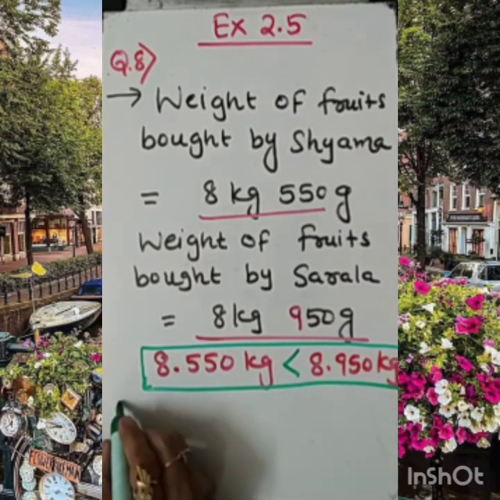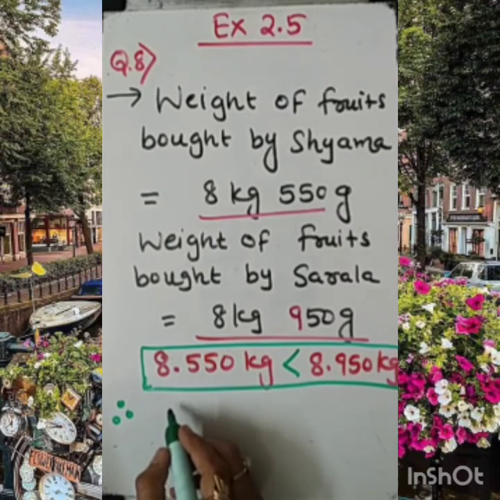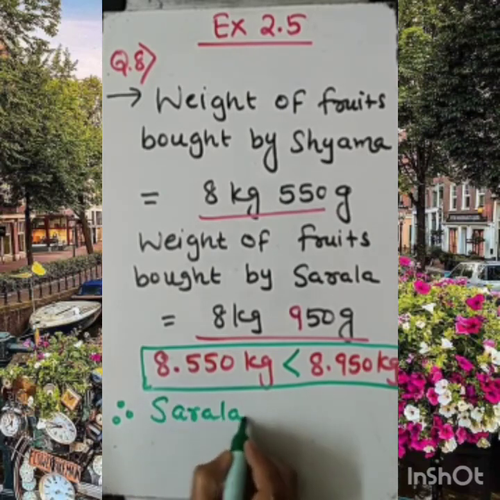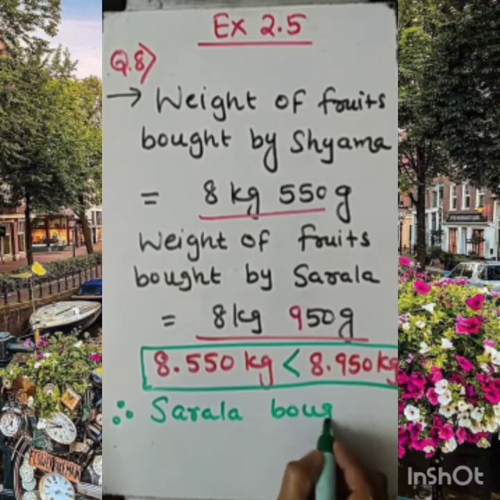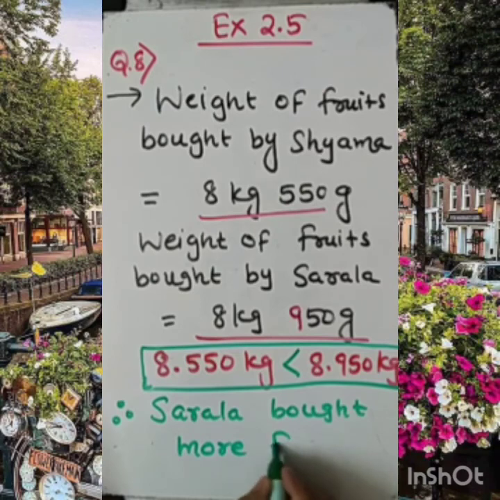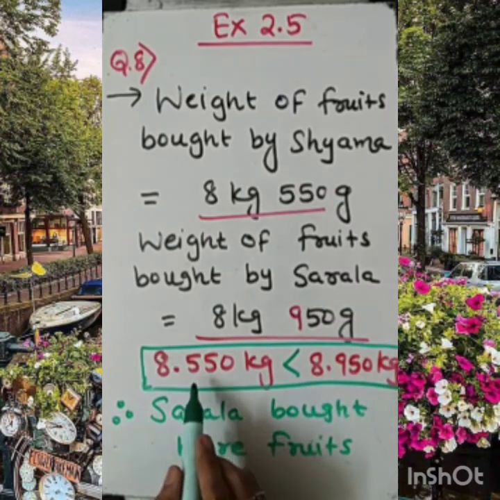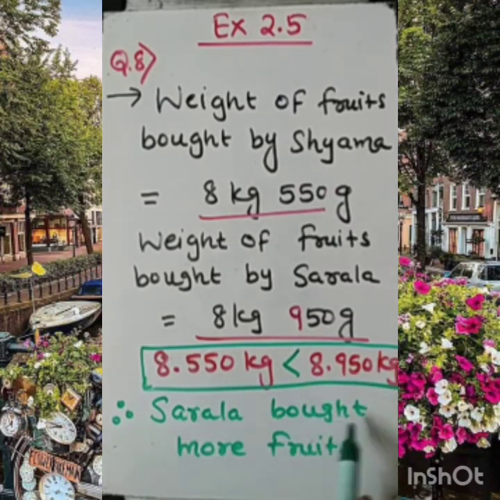So the question is who bought more fruits. I need to mention Sarla bought more. This is the answer. Because this much fruit has been bought by Sarla, this quantity is bigger than this quantity. So we can say that Sarla bought more fruits. Here is the completion of question number 8.